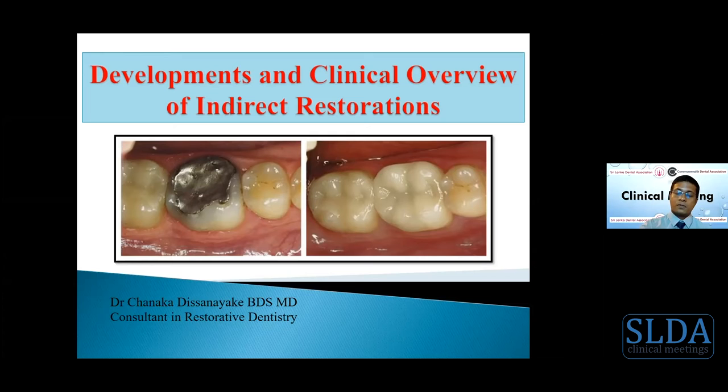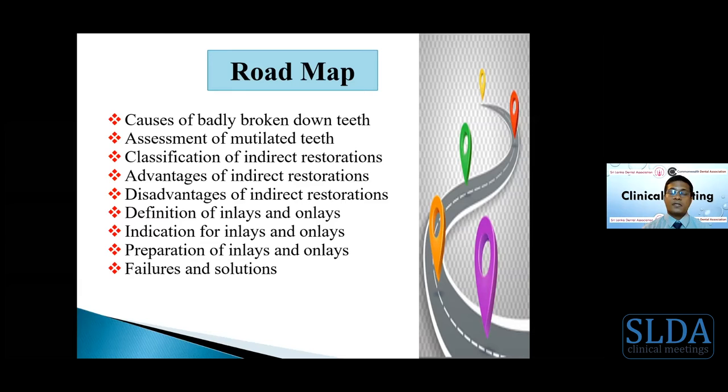This is the content of my lecture. In this presentation, I will start off defining what badly broken down or mutilated teeth are, and explain how the assessment of a mutilated tooth is done. Next, my discussion will include the classification of indirect restorations, followed by the advantages and disadvantages. Then I will define what inlays and onlays are and explain briefly about the indications. Next, we will get to know the ideal preparation of inlays and onlays. Finally, I will give you an idea of typical mistakes, rather the failures, and how to avoid these failures.